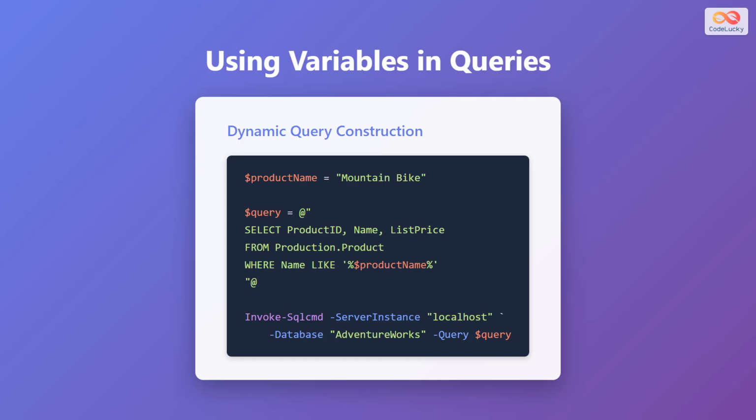You can make queries dynamic by using PowerShell variables. In this example, we define a variable called $productName with the value mountain bike. We then build a query using a here-string, which allows multi-line text. Inside the SQL query, we embed the PowerShell variable using $productName to filter products with names containing that text. This technique is powerful for creating reusable scripts where query criteria change based on user input or other conditions.